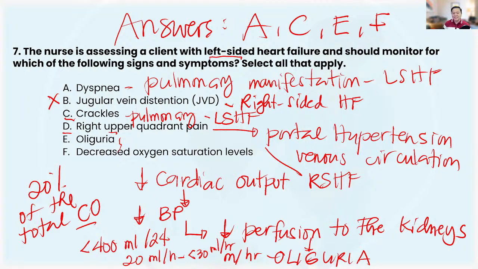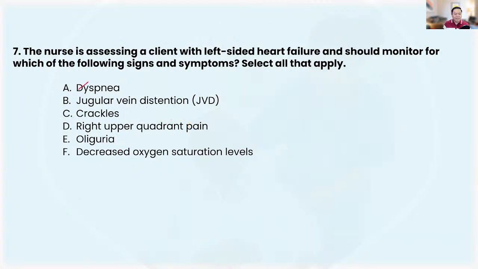The patient is not getting enough blood flow to the kidneys because of the decreased total cardiac output, decreased blood supply, decreased blood pressure. Okay. Now, if you had answered letter F, decreased oxygen saturation levels, this is going to be closely related to the left-sided heart failure. So what are the answers? A, C, E, and F.